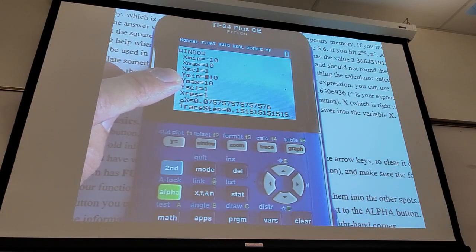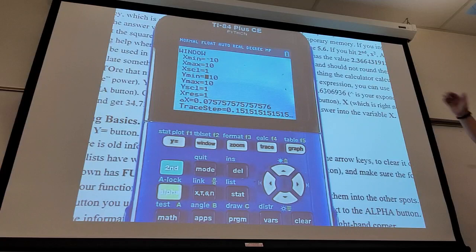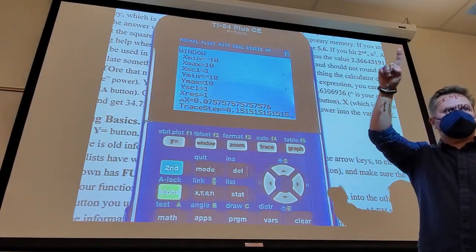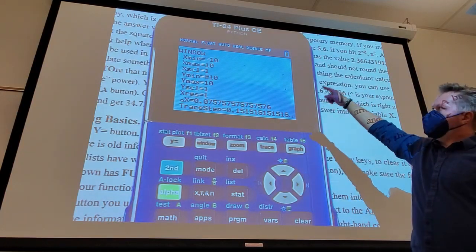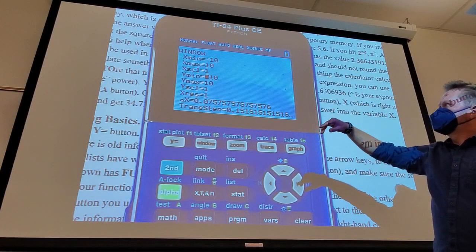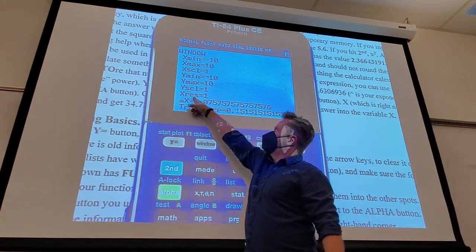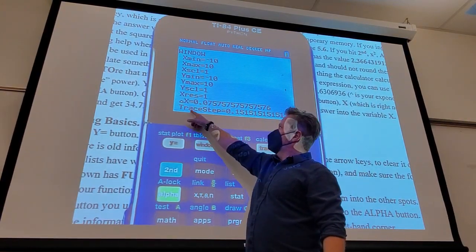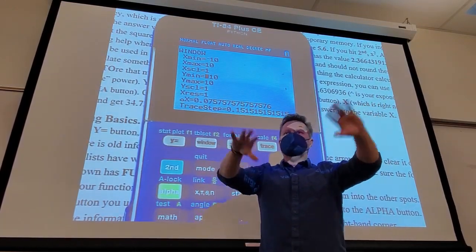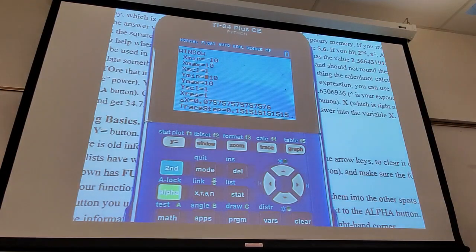So I want the y min. Let me go over this. X min, X max, that makes sense. X scale is where it's going to put the tick marks. Y min, Y max, again that makes sense. Y scale, same thing. This is resolution, and this is another type of resolution. Don't worry about those too much, that's getting a little beyond most of our cares.